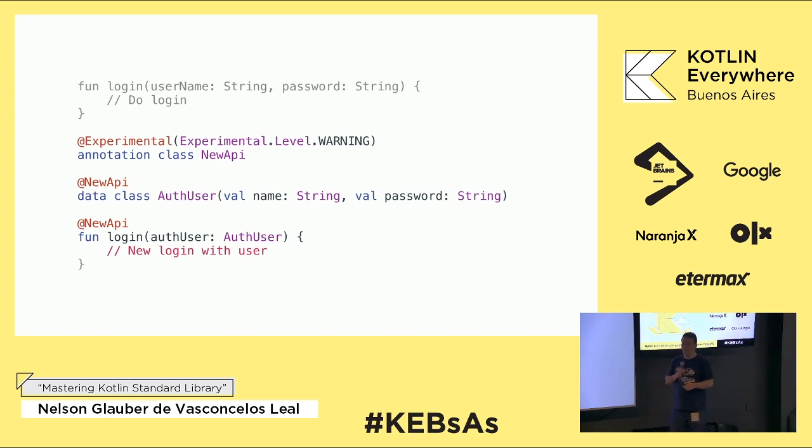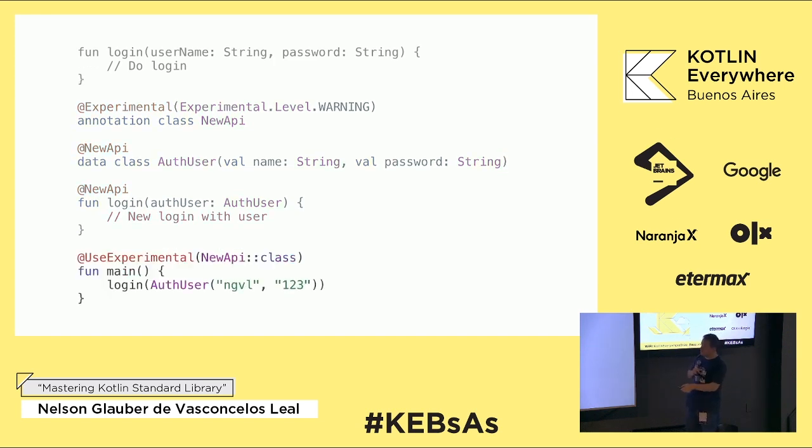In this case, you are saying that, look, I'm writing this new function, which is experimental, but everybody knows that today's experimental code will be your production code tomorrow, right? So, yeah. If you want to use this experimental code, you have to use UseExperimental and mark your NewAPI annotation class.